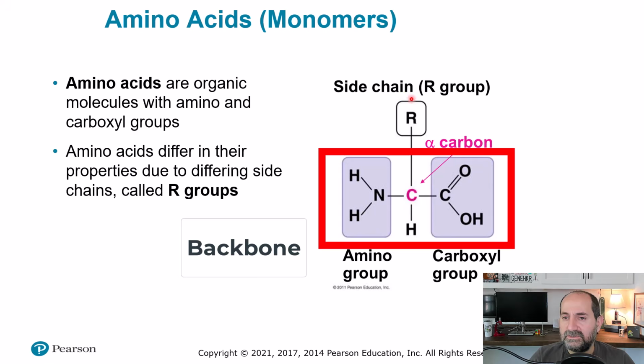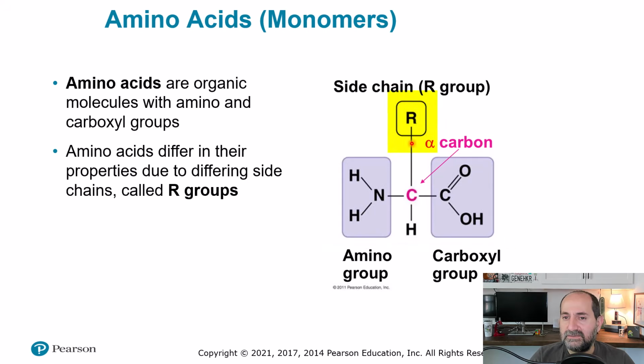So what is this then off to the side? Well, this is what makes the 20 amino acids different from one another, right? This is called the side chain or the R group. The R group is variable, right? That means different amino acids have different things for their R group. Let me show you what I'm talking about.